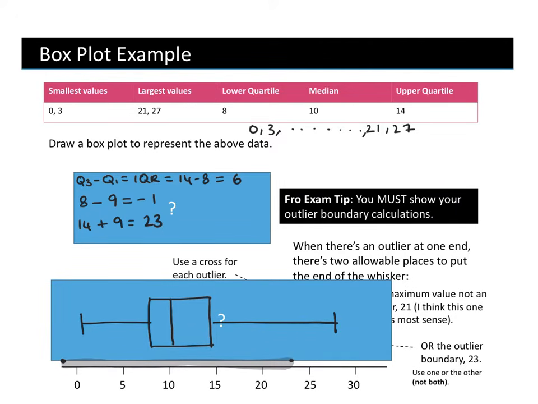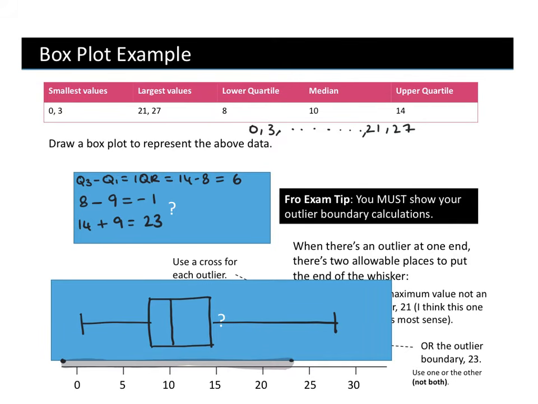But I know from this, anything greater than 23 is going to be an outlier. So we do have an outlier here of 27. Anything less than -1 is an outlier. We don't have anything less than -1, so we don't have any lower outliers. But 23 is our outlier boundary for the top, and 27 is over that. So 27 is an outlier.